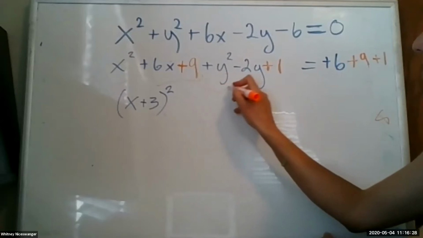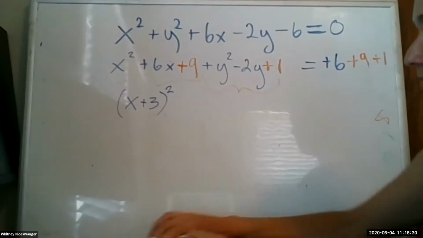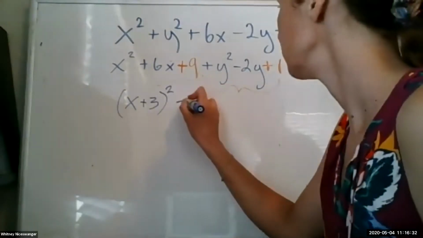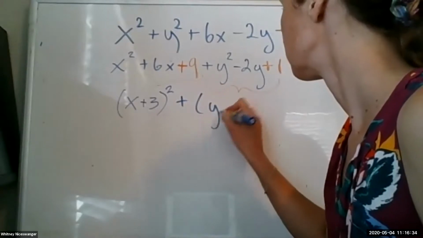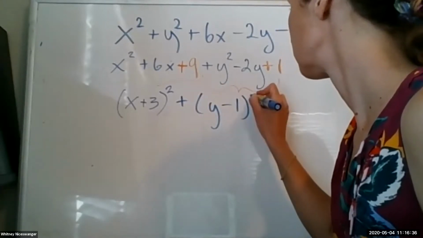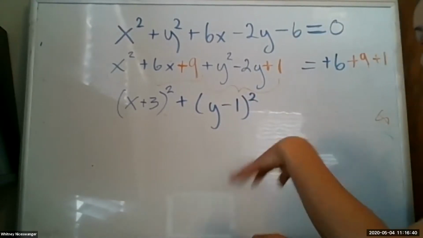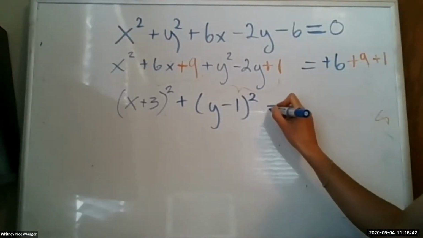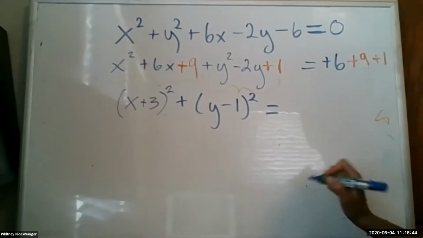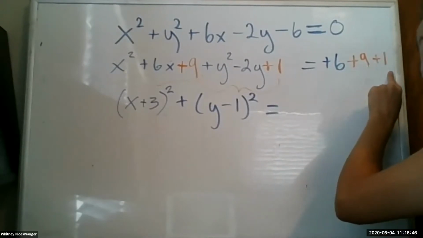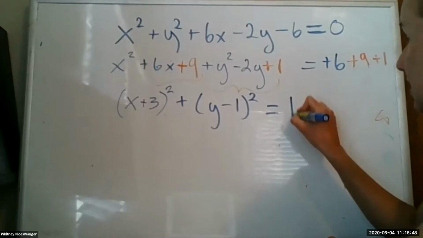Now this guy is going to complete the square. And we get y minus 1 squared. Now let's just see what's left on the other side. A 6 plus a 9 plus a 1, and that's going to give us 16.